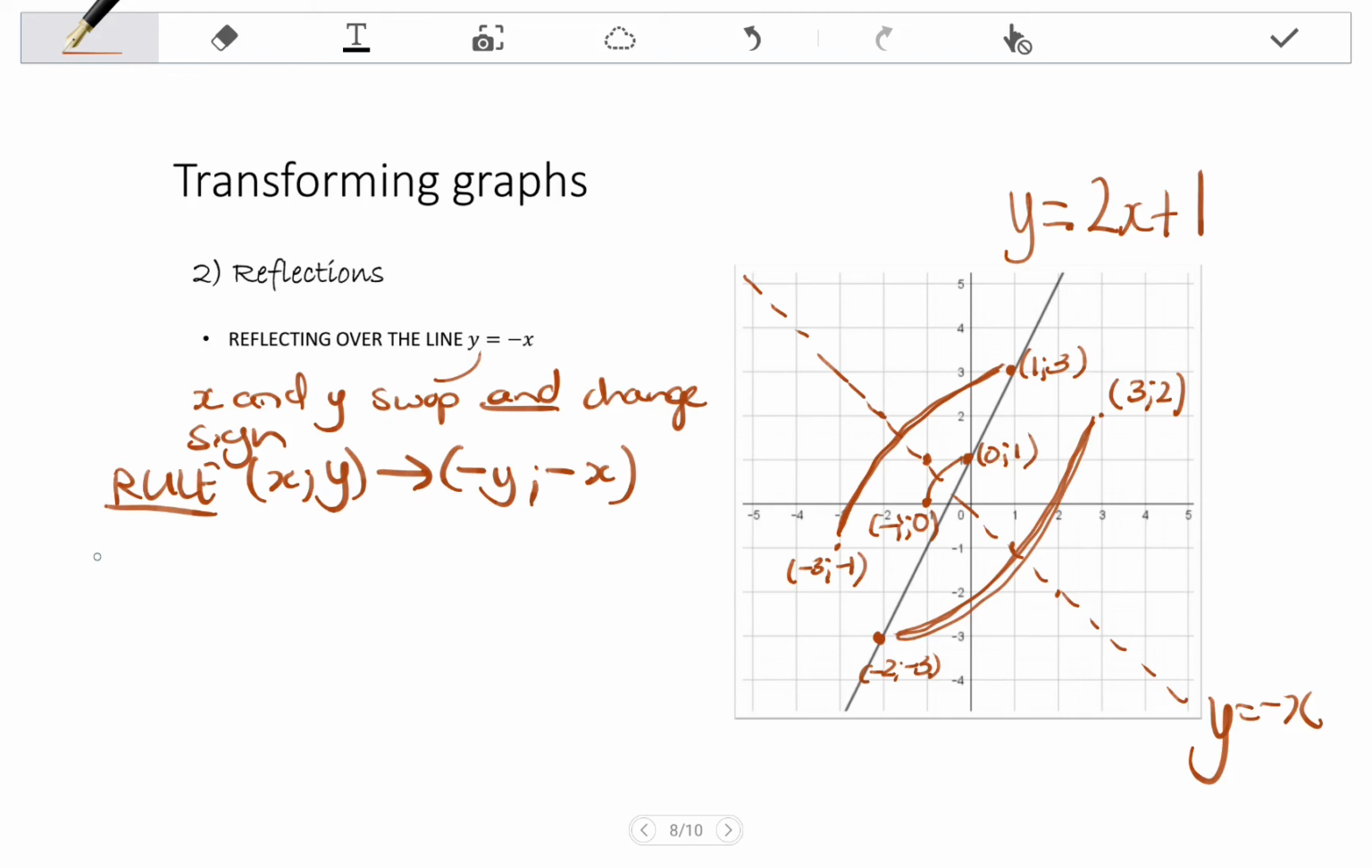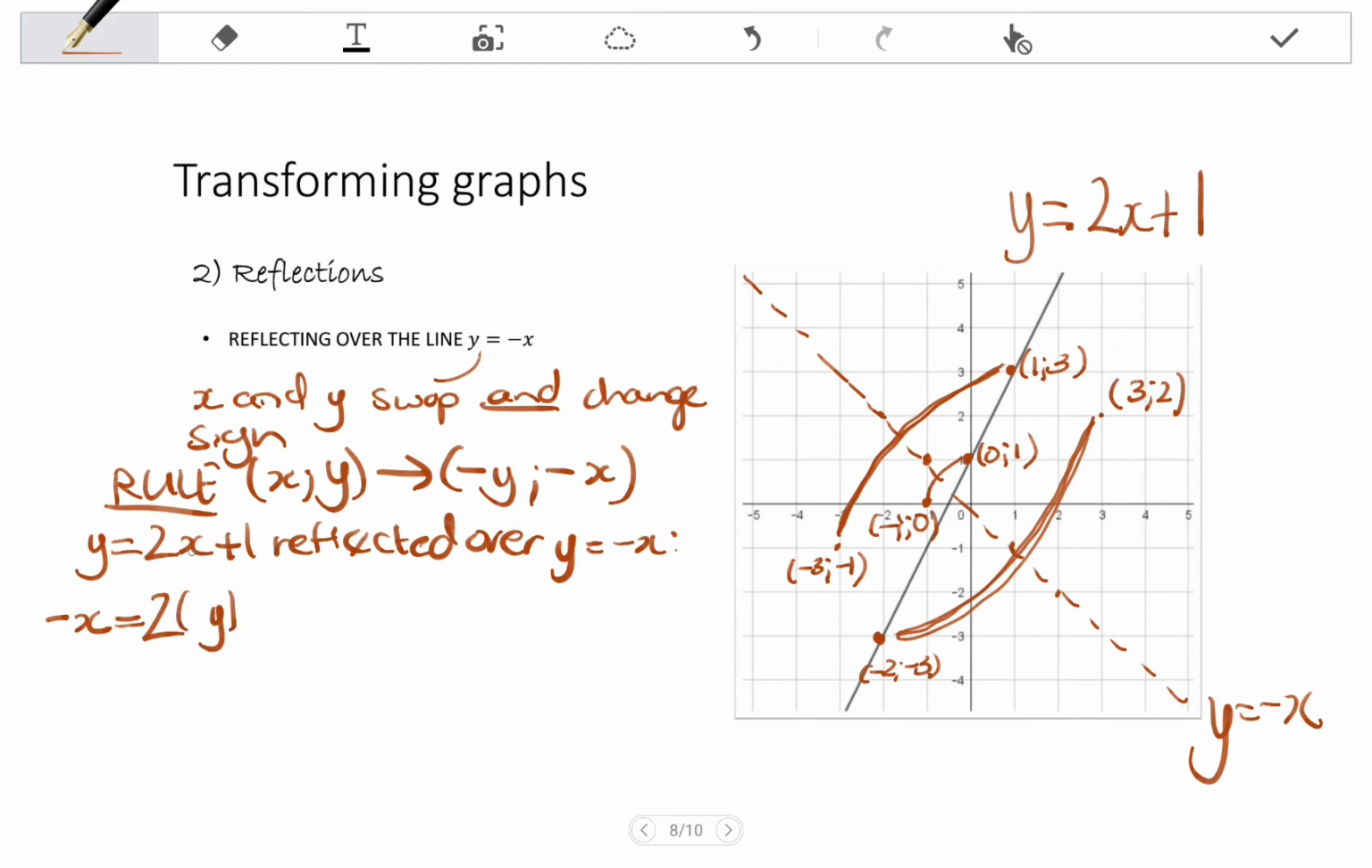Okay, right, now you must also be able to find the equation of such a line. So starting off with y equals 2x plus 1 reflected over y equals negative x. Okay, what happens? My x and y swap and they change sign. So where I have a y, I'm going to have an x. But my y was positive, so now it's going to be negative x. Where I had an x, I'm now going to have y, but change sign. So from positive, it's going to go to negative, plus 1.